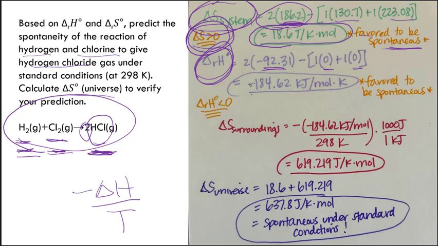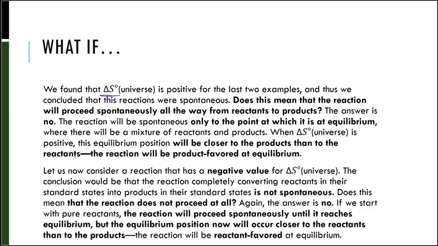If you recall, a negative enthalpy is also favored to be spontaneous. Let's continue solving for the delta S of the surroundings by finding the negative delta H divided by temperature. Again, I needed to be in joules, so I multiplied by 1,000, and I got 619.219. Add those two together to get our delta S of the universe, and I got 637.8, which is a positive value. It is therefore spontaneous under standard conditions.